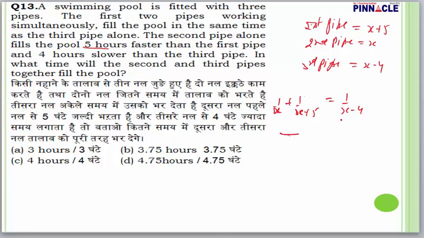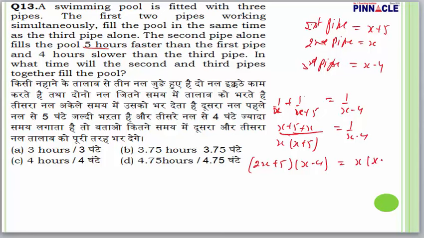Now this becomes a quadratic equation, because it will be difficult to solve from the options. The question is, in what time will the second and third pipe together fill the pool? So you have to make a quadratic equation and solve through it. This would be equal to: 1 by x plus 1 by x plus 5 is equal to 1 by x minus 4. You can say 2x plus 5 into x minus 4 should be equal to x into x plus 5.